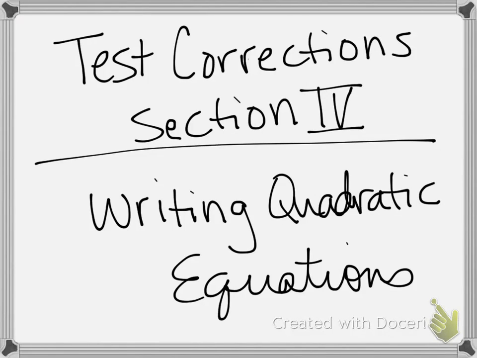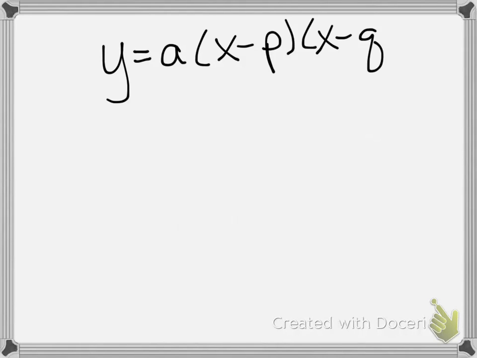Test correction section 4 is writing quadratic equations. Two types of problem for this. The first type is intercept form. And I'm going to work problem number 14.